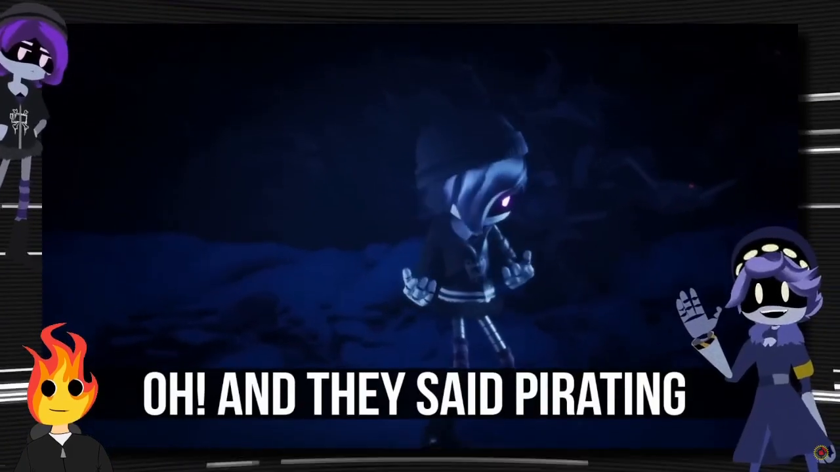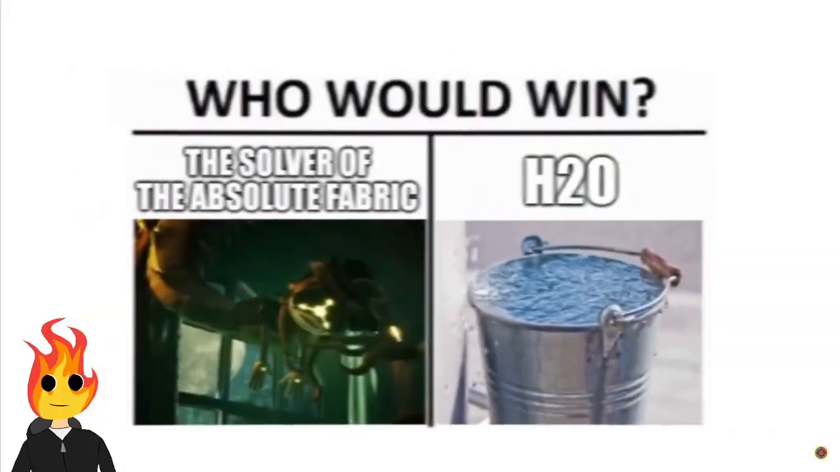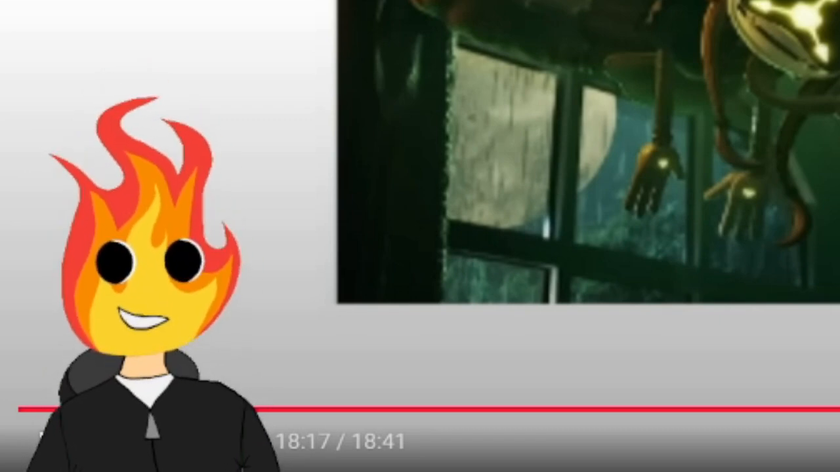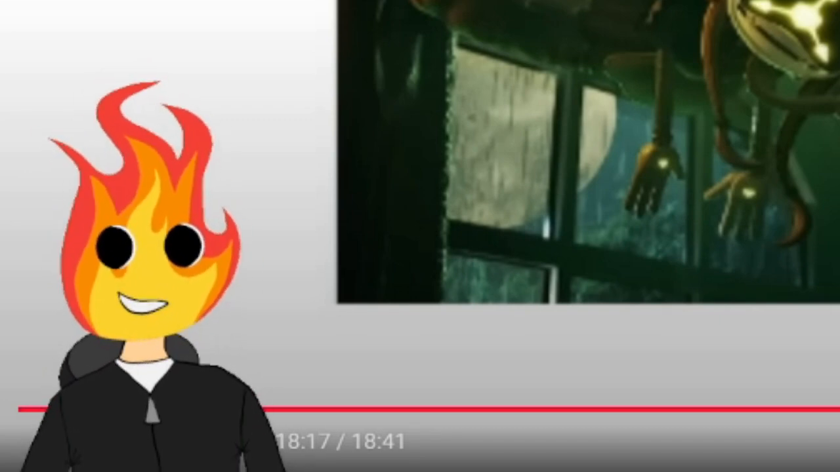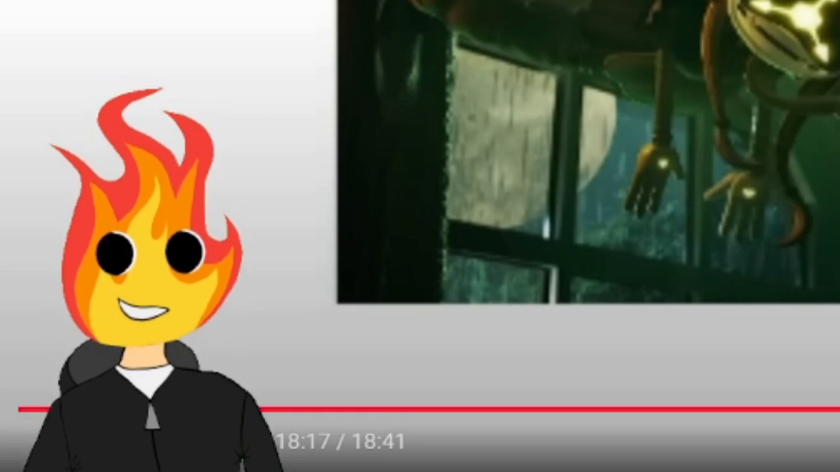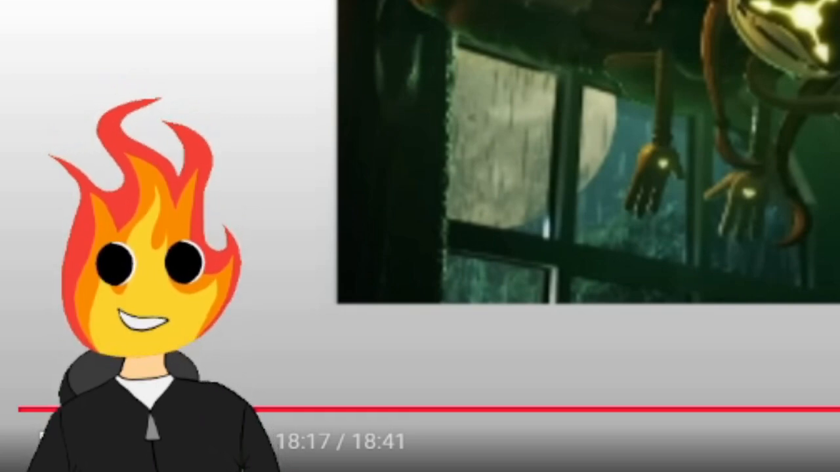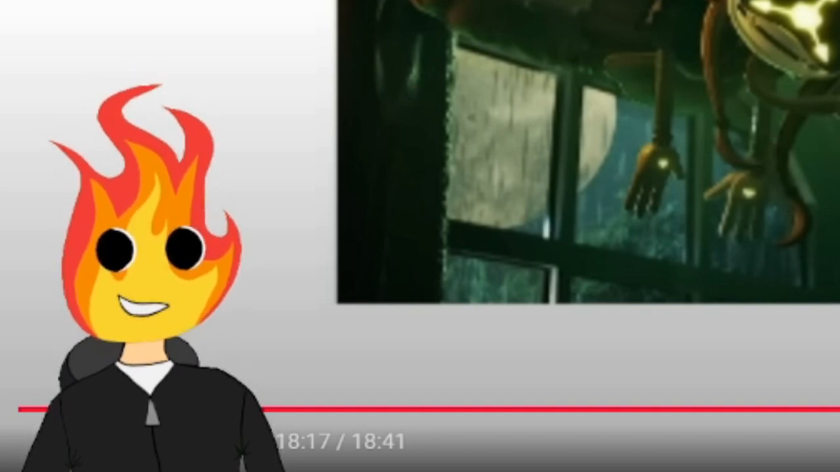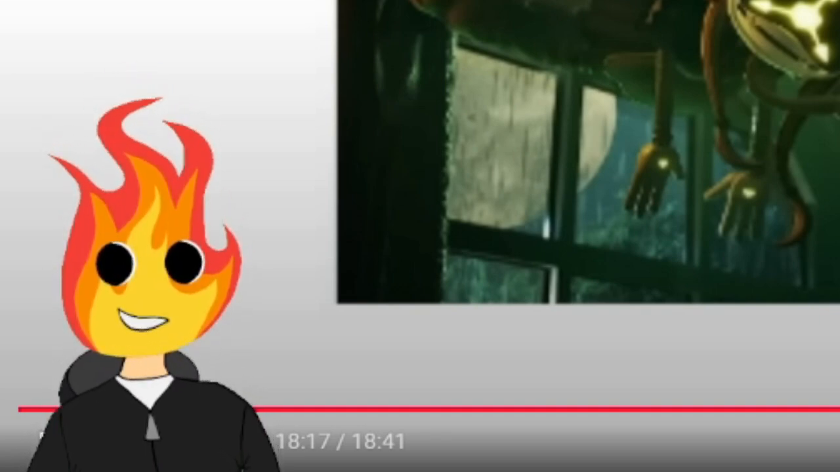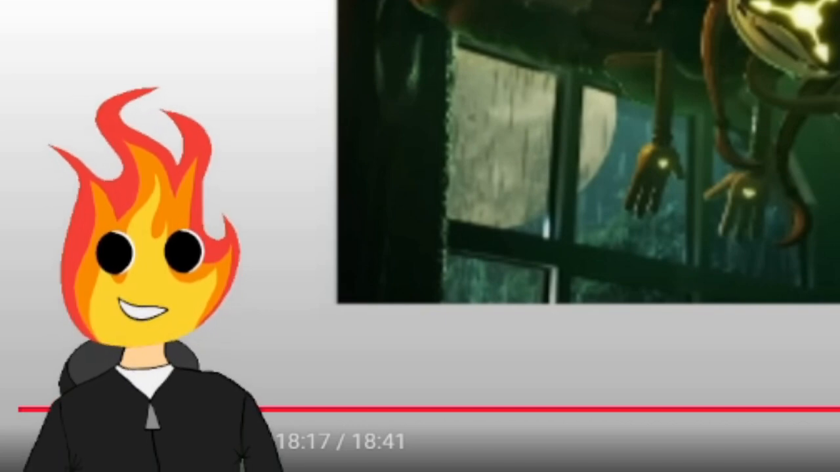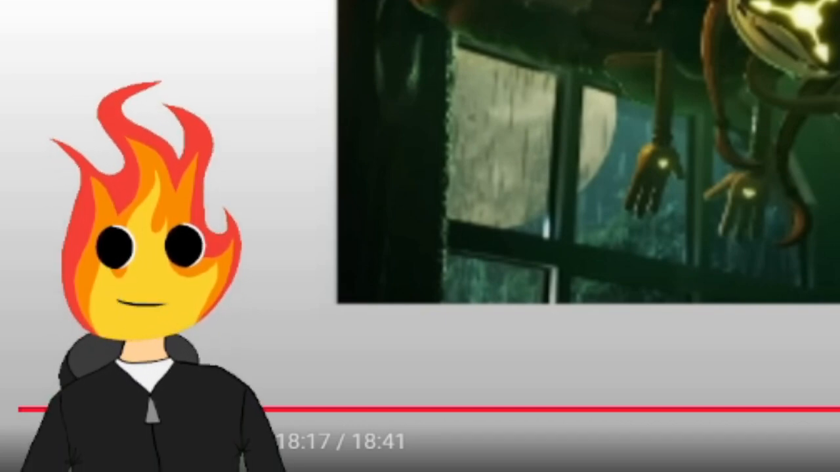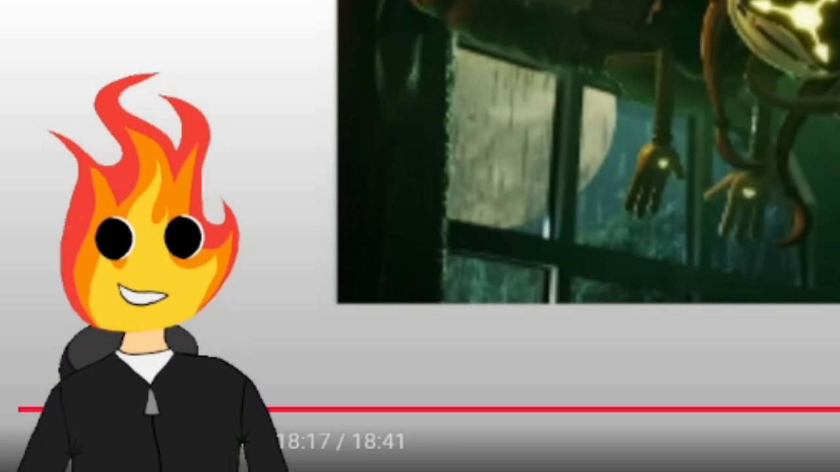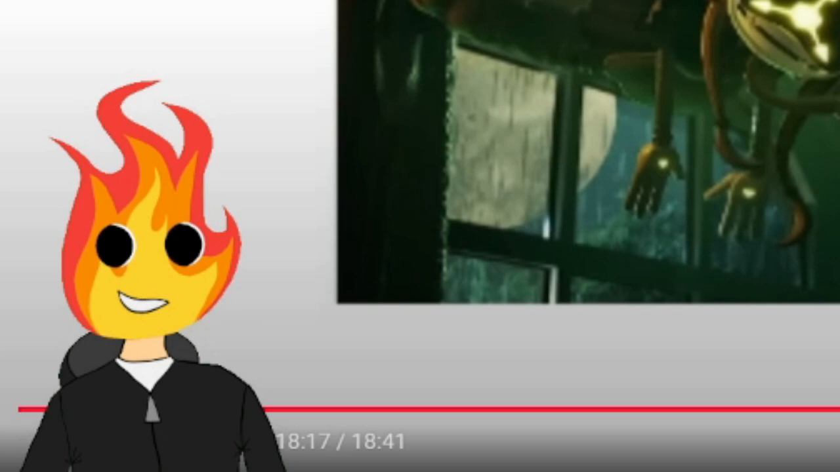Oh, and they said pirating all that anime was useless. But hey, it's good. Pirated anime is right now good because that's what's been rumored. The pirating anime is going to be very massive. I don't know where I'm going with this. Pirated anime is not looking good in the future. So please pirate as much as you can. Download. I don't know what I'm saying anymore. But still, solver of an abstract fabric or H2O.